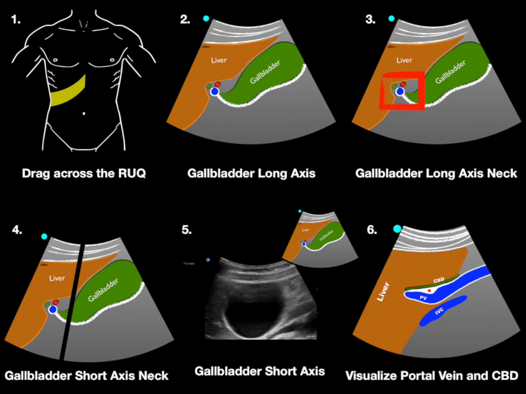So once again, just to finish up, we're going to sweep across the right upper quadrant, looking for any other structures there that seem abnormal. We're going to image the gallbladder in a long axis first, image the long axis gallbladder neck, the short axis gallbladder neck, scan through the gallbladder in a short axis, measure the anterior gallbladder wall, and then we're going to look for the common bile duct.